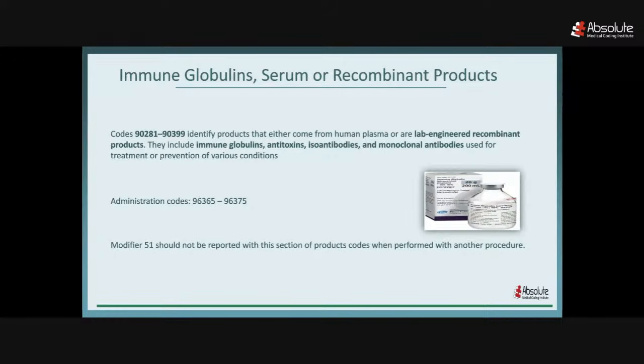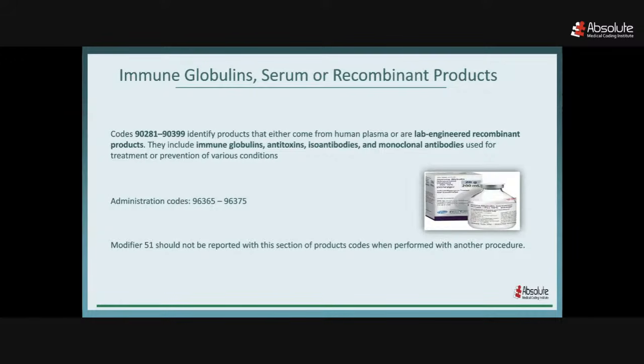The appropriate administration codes for immunoglobulin, serum, and recombinants are 96365 through 96375, depending upon the route and method of administration. An important point to note here is that modifier 51 should never be reported with these products, even if another procedure is performed at the same encounter.